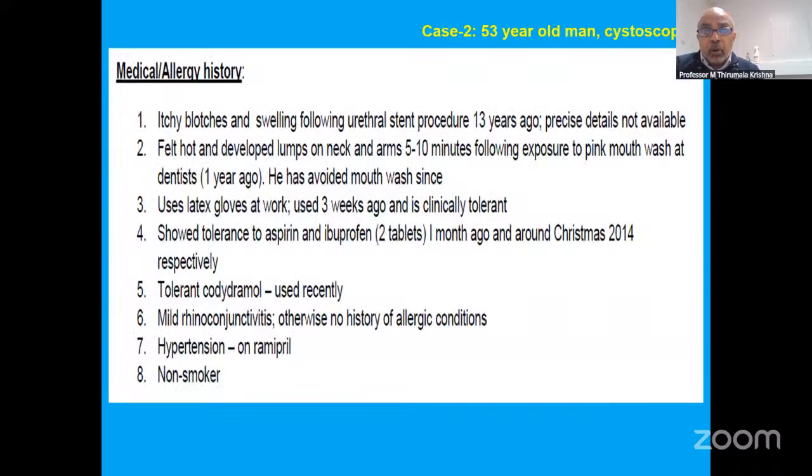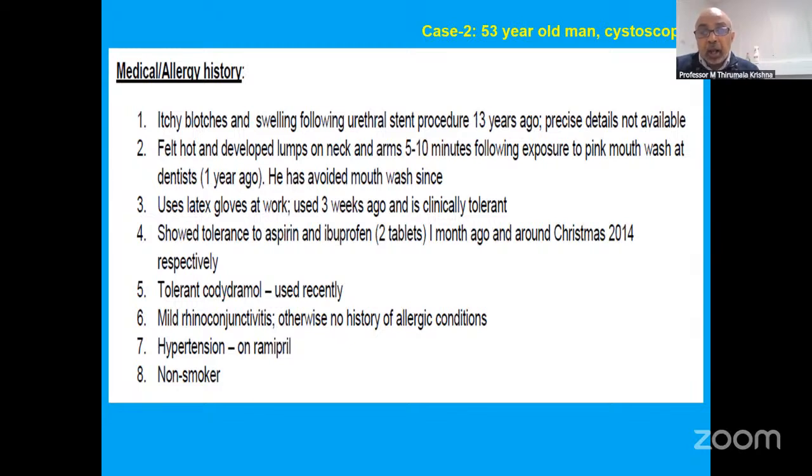My case 2. This is a 53-year-old gentleman who underwent a cystoscopy procedure. He had some very interesting previous medical history which one could not ignore. So they had a urethral stent procedure about 13 years ago. We don't have the details, but soon after the procedure, they developed urticaria and angioedema, which was not investigated. They also gave a history of mild urticaria about 5 to 10 minutes after exposure to a mouthwash used at dental surgery, and they didn't think much about it.